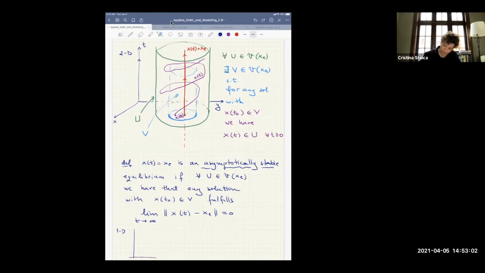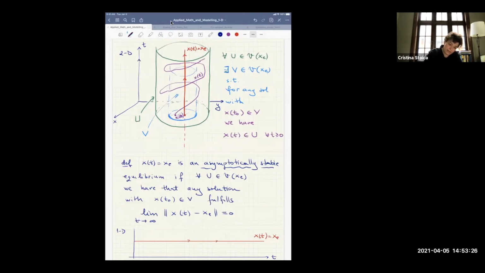Okay, so let's draw a line here. So that would be the t axis. Okay, let's do the xc line here. So this is x, oops. x of t is xc. Okay, so that's the equilibrium.